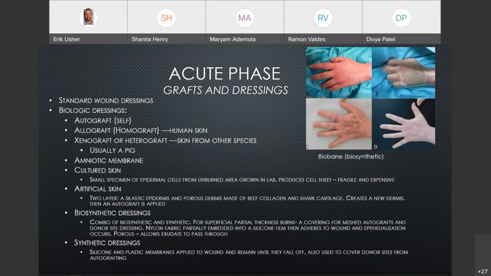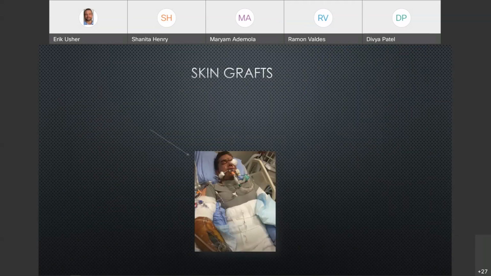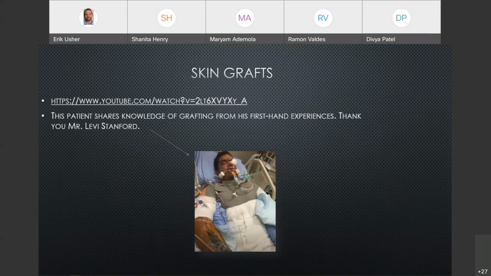Synthetic dressings are silicone and plastic membranes. They apply them to the wound, and they remain there until they fall off naturally. They're also used to cover donor sites from autografting. There's a video here. If you want to watch it, I would encourage you to. It's this gentleman's view of his own grafting procedure. He talks about his wound, his first-person stance on it, and how he went through it. I'll leave that there for you; it's in the PowerPoint, uploaded, to watch at your own time.